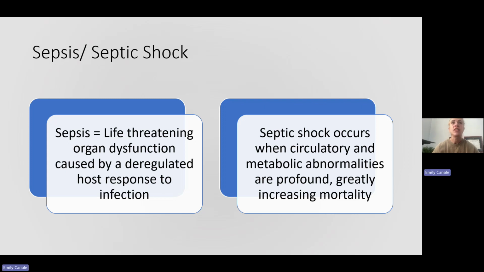The last thing that we talk about is sepsis and septic shock. So if you do have any questions on the other two distributives, please write them down.